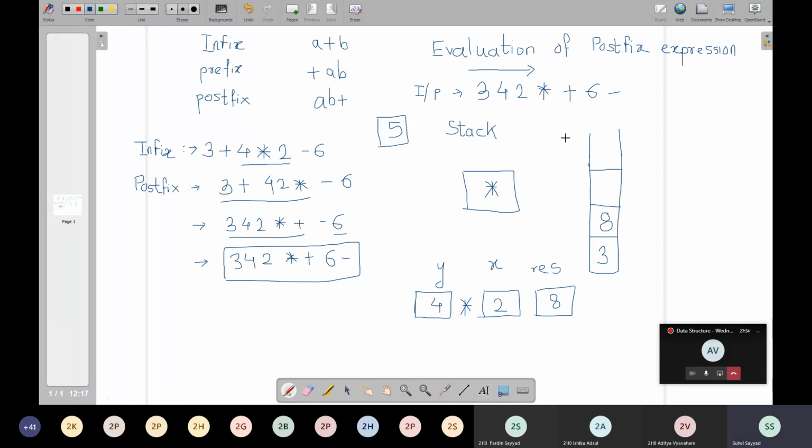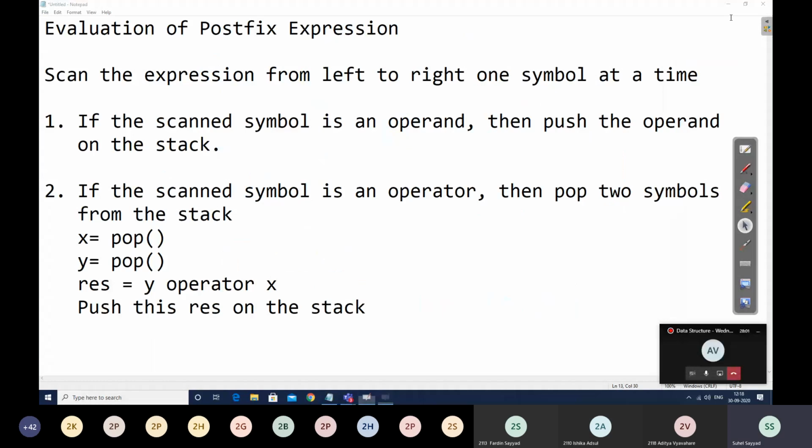Okay. Now this multiplication step is completed. This is my second step, my second rule: if I scan an operator, this has to be done. I have to do this continuously till my entire string is completed from left to right. So you have to continue all these steps again and again.